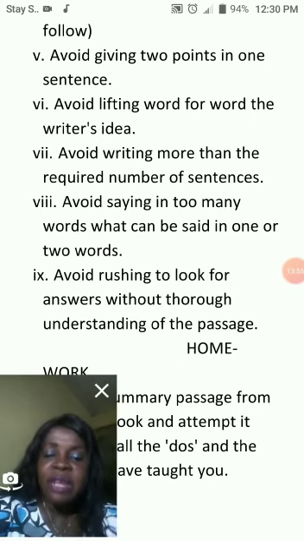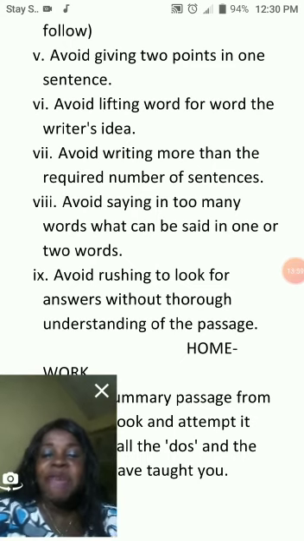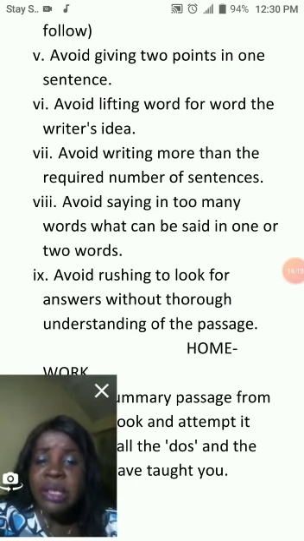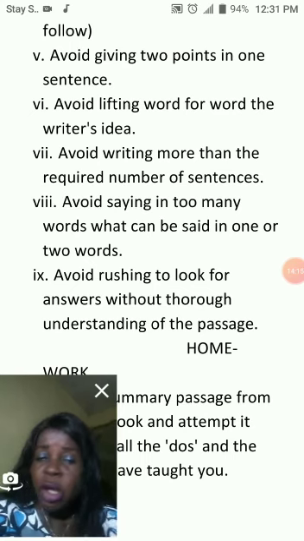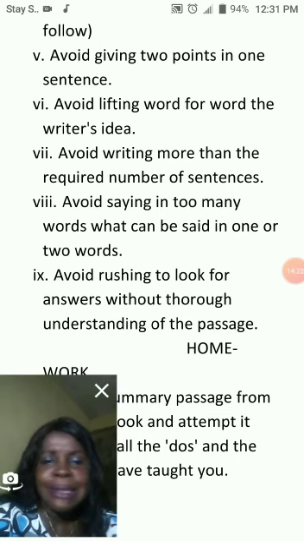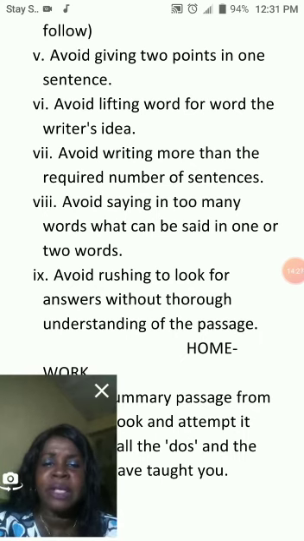So after they have read the questions, they will go straight to the passage and start searching for the answer. You are searching for the answer from a passage that you don't know what it is talking about. It is totally wrong. So don't rush to look for answers. Read, understand first before you begin to look for your answers. By the time you obey all these rules I have mentioned, summary writing will no longer be a nightmare. Because I notice that most students find it difficult to write summary. Whenever it gets to summary writing, they feel like it's a tug of war. It's as simple as ABCD if you can obey all these rules that I have labeled here.